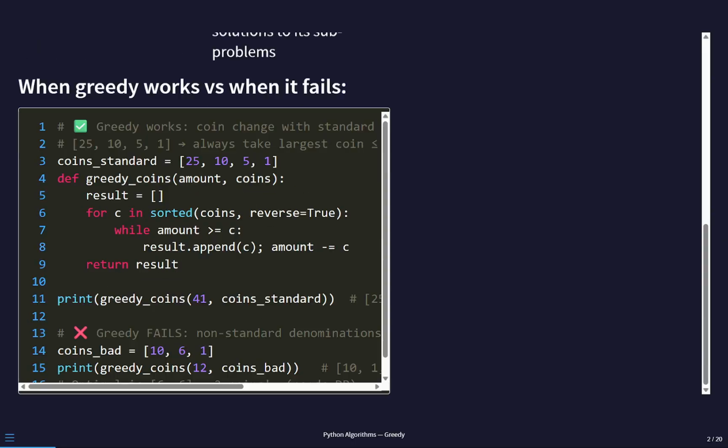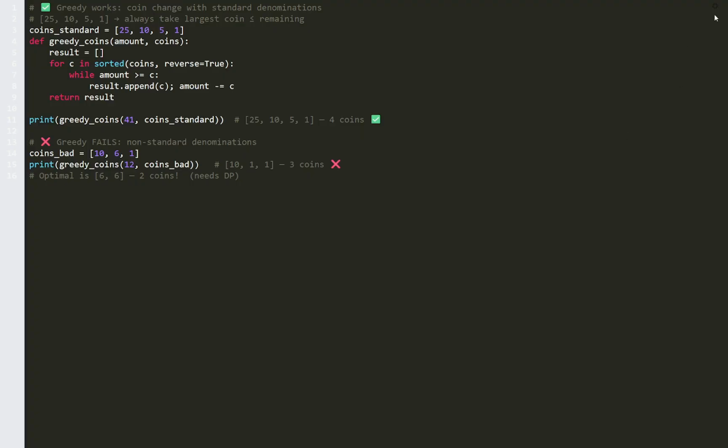The coin change example cuts straight to the heart of when greedy works and when it doesn't. With standard US coin denominations, 25, 10, 5, 1, greedy always picks the largest coin that fits. For 41 cents, grab a 25, then a 10, then a 5, then a 1, 4 coins total, which is optimal. But change the denominations to 10, 6, 1, and ask for 12 cents.